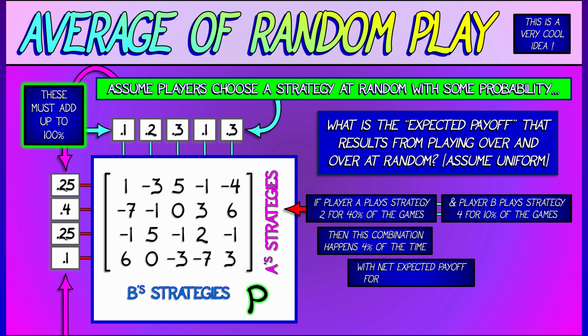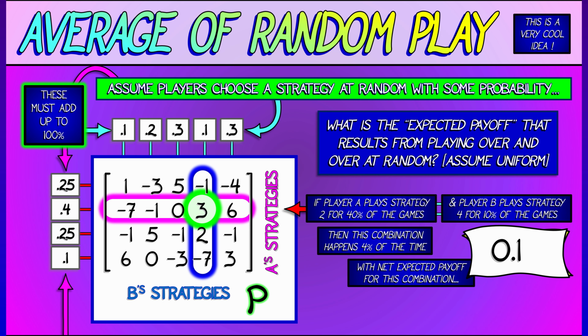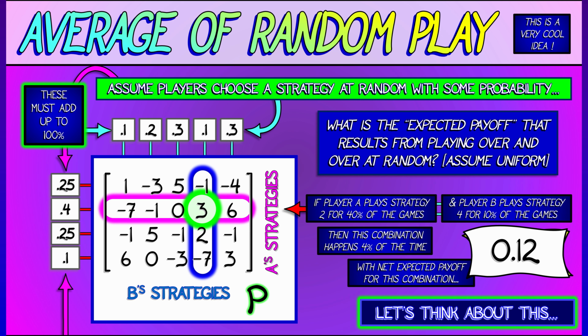Now, what is the expected payoff? Well, if I look at this entry in the matrix, then I get an expected payout of 3 times the probability that that event happens. That's 3 times 4%. That's an expected payoff contribution of 0.12. Now that's for one particular pair of events. What happens in general? Well, let's think about this.